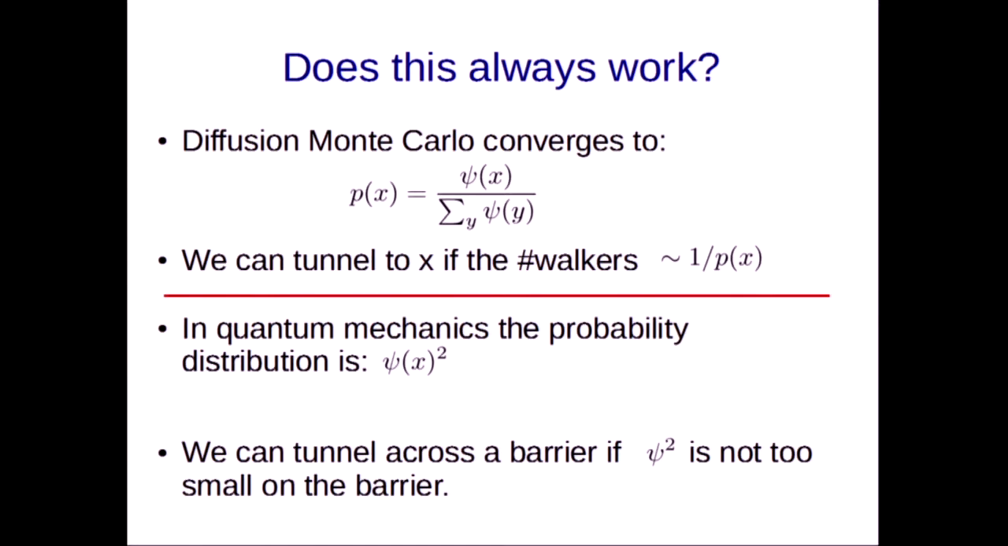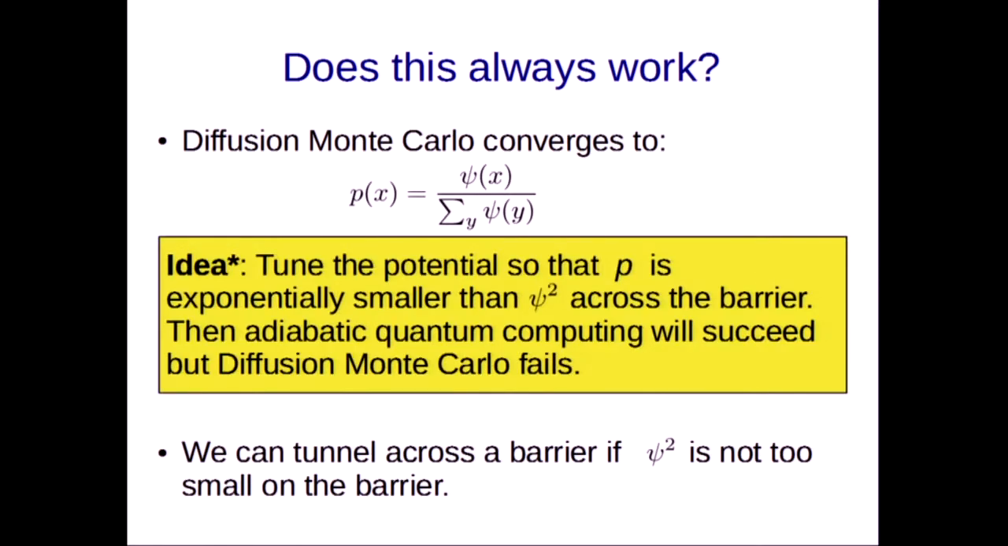So the idea of our counterexample from last year and also of our counterexample from this year is to exploit this discrepancy between these two probability distributions in order to find a problem on which adiabatic quantum computing exponentially beats stochastic random walks. And so that's the idea.